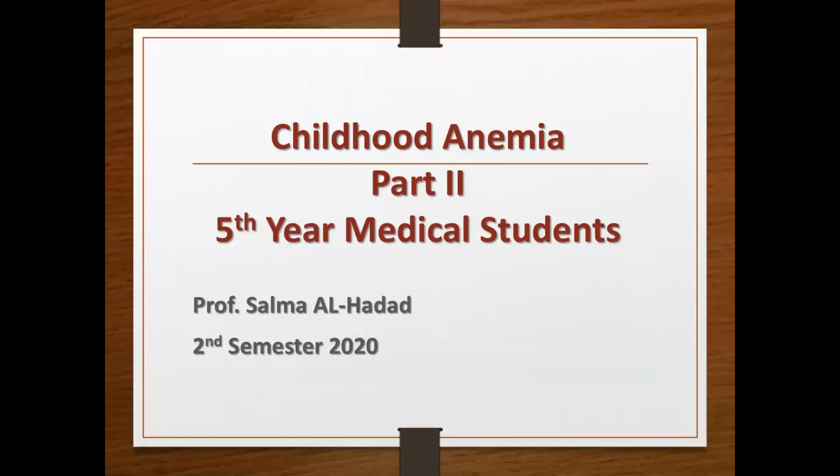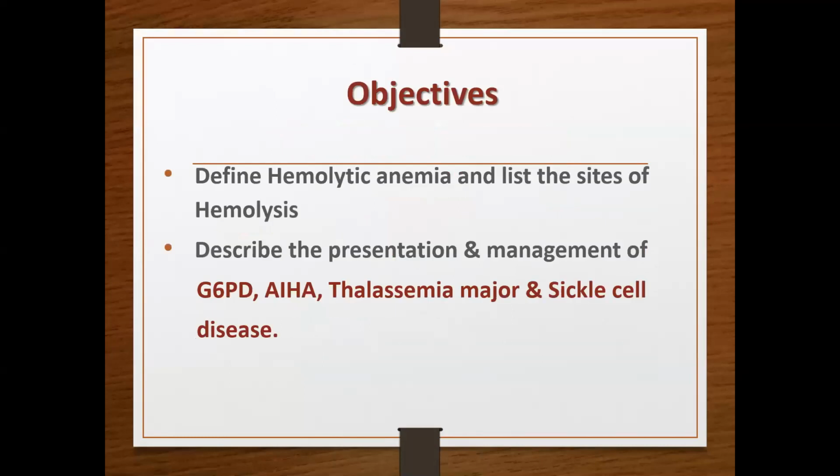Good morning. Today we will talk about the second part of childhood anemia. The objectives of this lecture: first, to define hemolytic anemia and list the sites of hemolysis. Then we'll describe the presentation and management of G6PD, autoimmune hemolytic anemia, thalassemia major, and sickle cell disease.